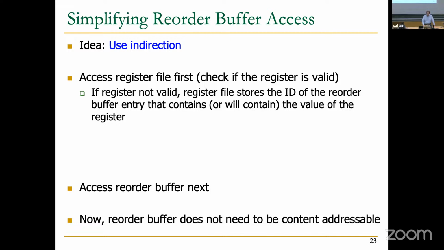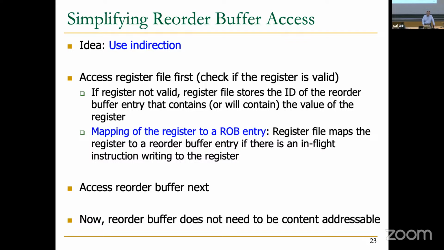Yeah, so the register file stores the ID of the reorder buffer entry, and then we can use the mapping of the register to the ROB entry. So now that you have the basic address of the entry that you need to read from or access in the reorder buffer, you can easily access it. You don't need to go through all the entries of the reorder buffer one by one. You have an address and you just select it, similar to how you access your main memory, your register file, and so on.